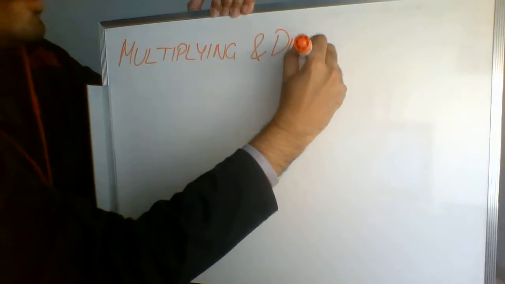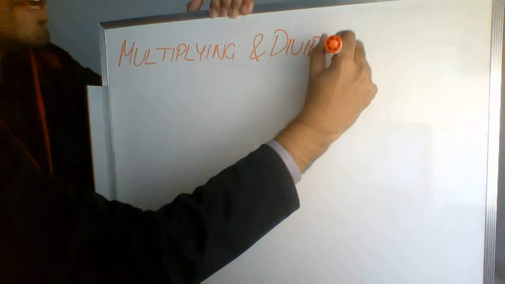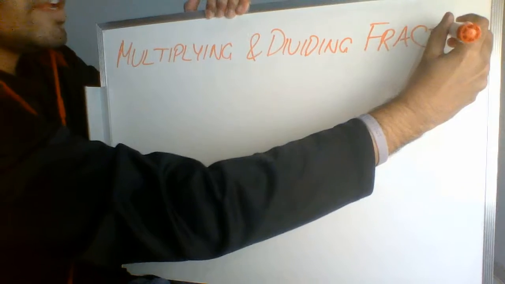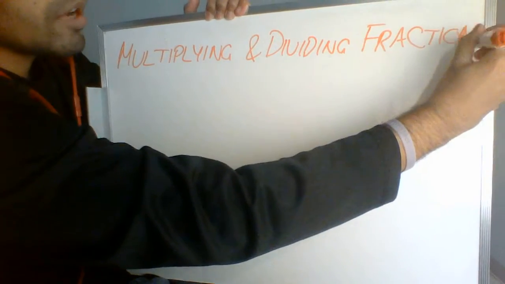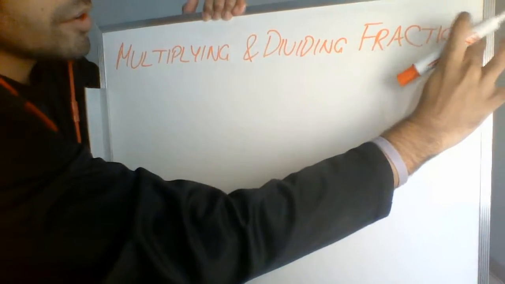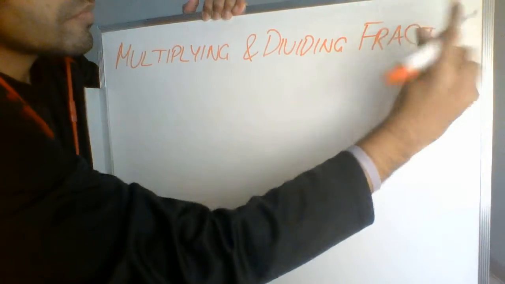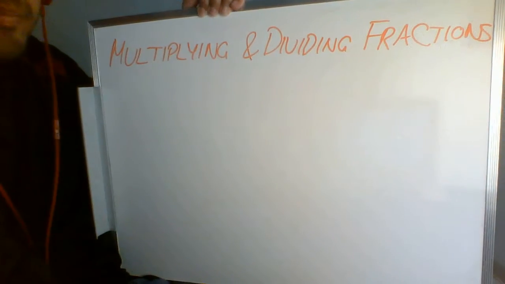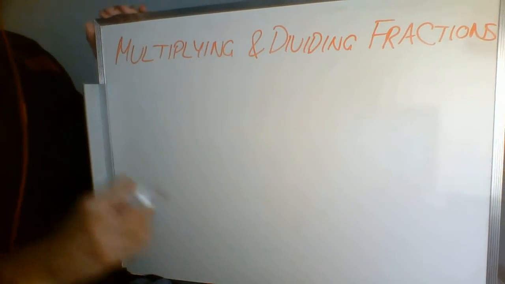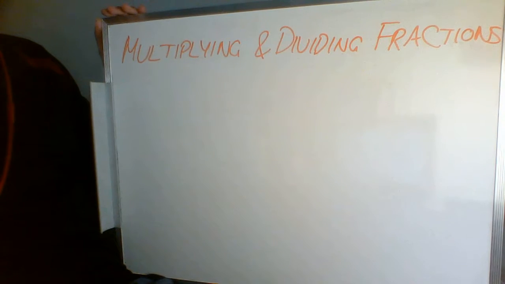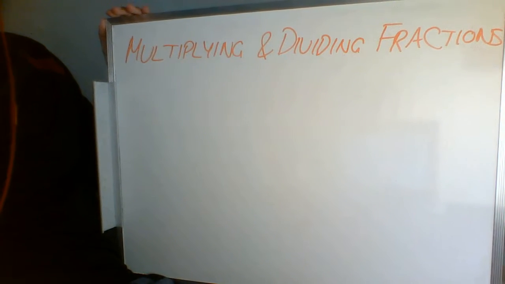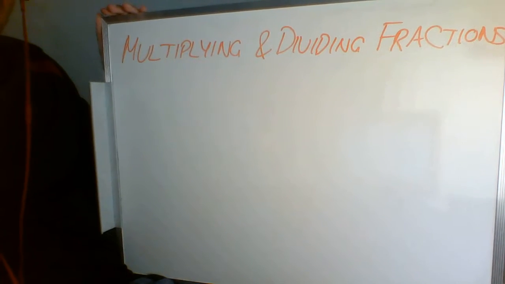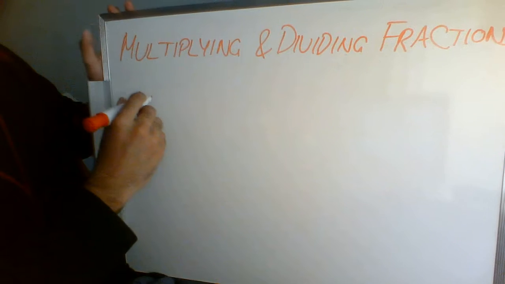Now we're going to move on to multiplying and dividing fractions. So we'll start by ignoring, oh, I'm running out of space. We'll start by ignoring mixed numbers, and we'll just deal with multiplying and dividing proper fractions for the time being, and then we'll come back to mixed numbers a little bit later, because it's not actually that much more complicated. So let's just jump right into it.